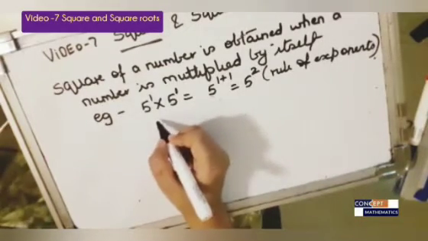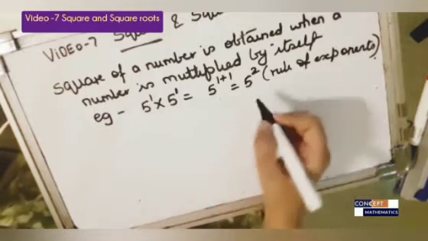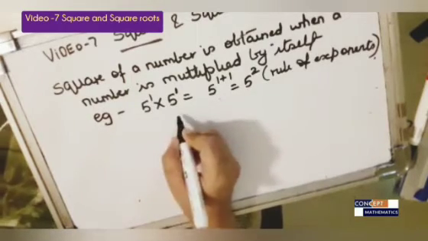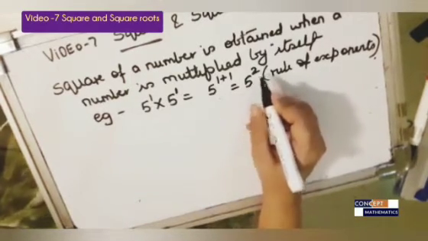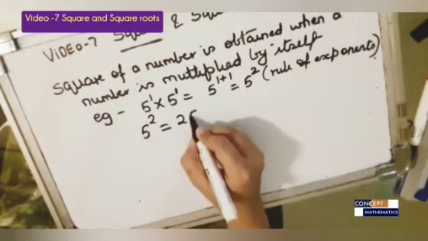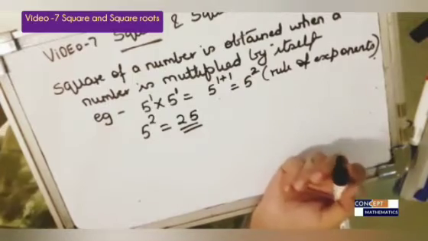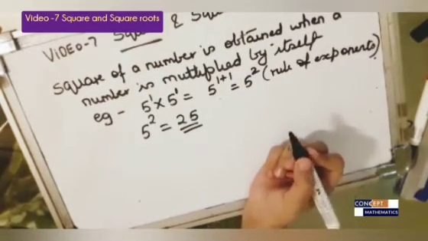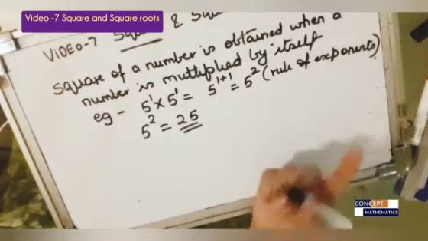So when a number is multiplied by itself, you get the square of the number. So 5 into 5 gives you 5 raised to the power 2. So 5 raised to the power 2 becomes what? 25. So square is nothing but you multiply the same number twice.